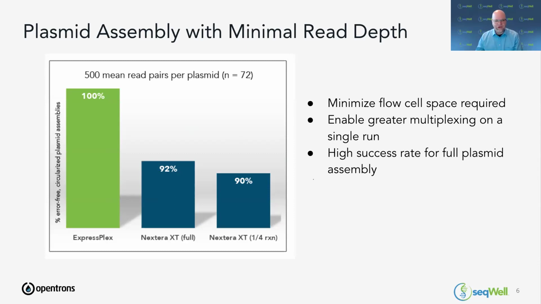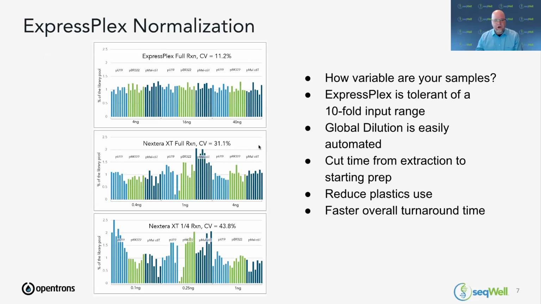So you can actually continue to multiplex and put in more and more samples onto a flow cell to bring down your overall sequencing costs at a much greater level. And we're still achieving really nice success rates for the plasmid assemblies. Along with that, one of the other really great features of this product is an auto normalization feature of ExpressPlex.